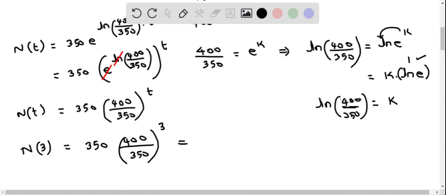And so we can find this numerical value using the calculator. Plug this expression into the calculator, and we can round this to approximately a whole number. So we get 522. So therefore, we found that n of 3 equals 522.